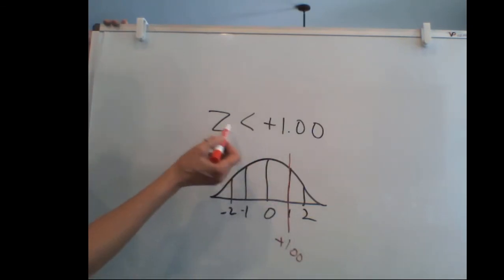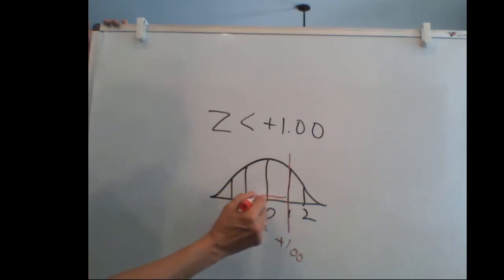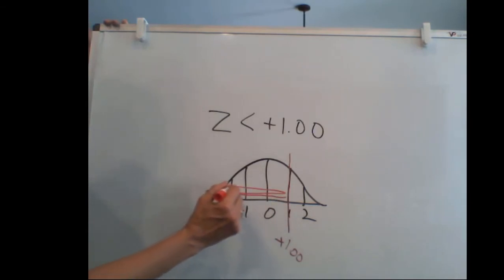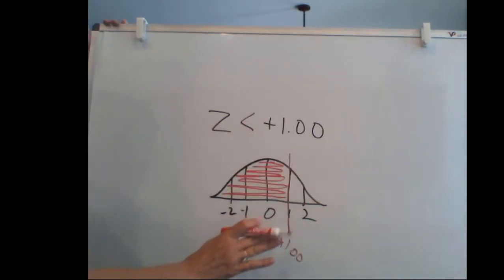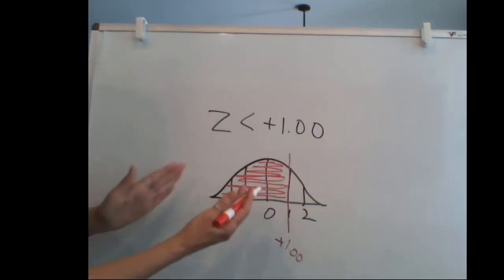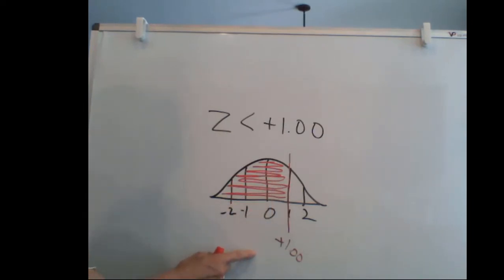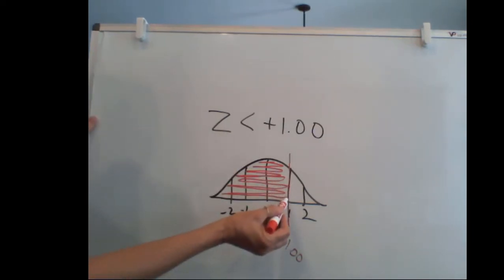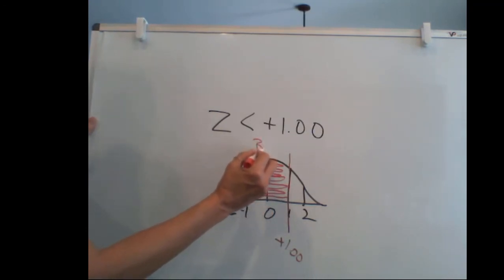Then what is it asking me? It's asking me for the probability of finding a z-score that is less than 1.00. So I'm going to fill in this area that I'm interested in, all the scores less than a positive 1.00. Now that I've done this, I can look at my unit normal table and figure out, is this a column B issue, a column C, or a column D? Well, as you can tell, we had a z-score, it crossed the middle and went to the tail. This is column B for sure.